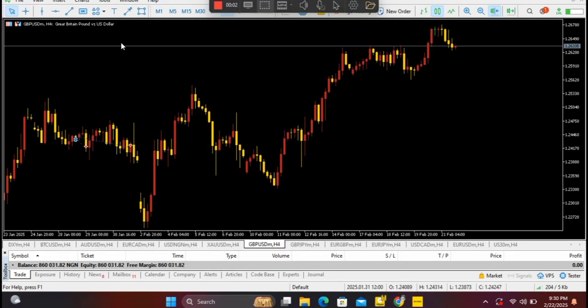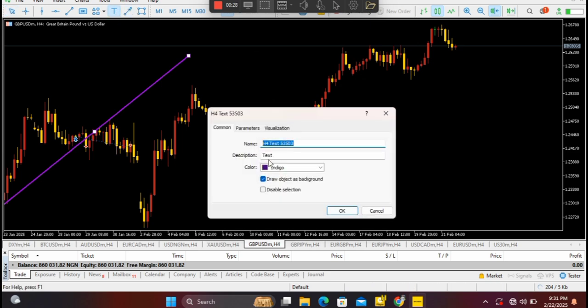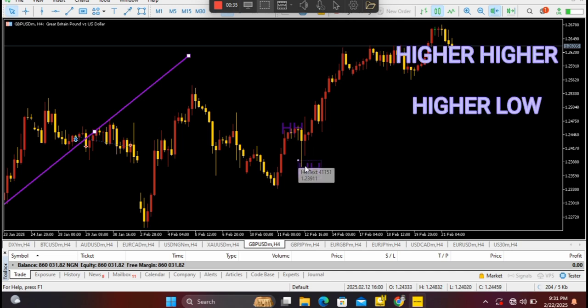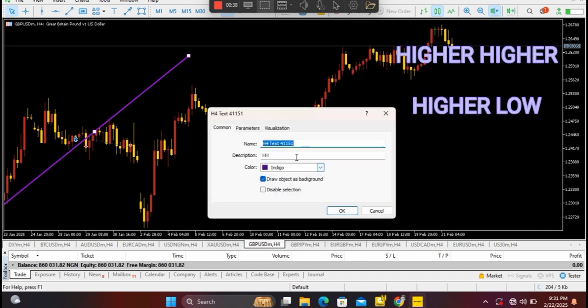Okay, now for an uptrend, what you want to do is see the market moving up, like the trend line that I just drew on the chart. You can see that the trend line is sloping up, is ascending. In the market, we have what is called higher highs and higher lows. When the market is trending up, we'll be looking at higher highs and also higher lows. HH stands for higher highs, and HL stands for higher lows.